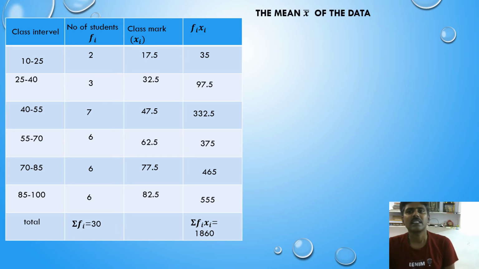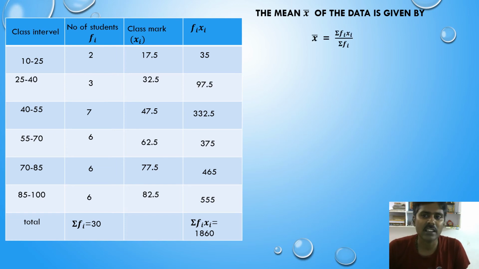Now I will move on to the formula for calculating the arithmetic mean in the direct method. The mean x bar of the given data is given by x bar equals sigma fi xi by sigma fi. This is the formula for calculating mean in the direct method. So sigma fi xi is 1860 divided by sigma fi, 30. I got 62. 62 will be the mean of this data.